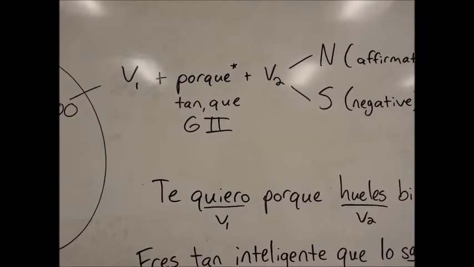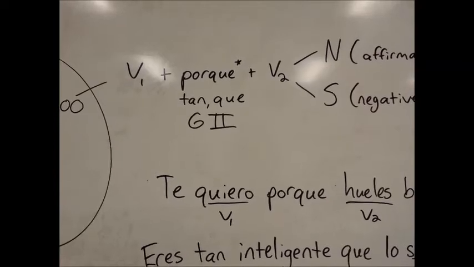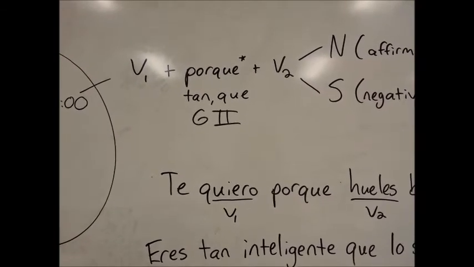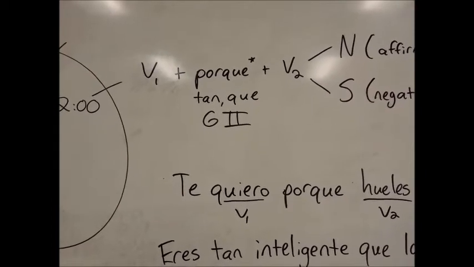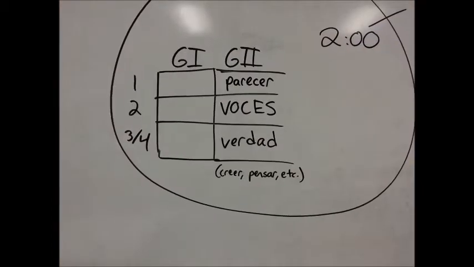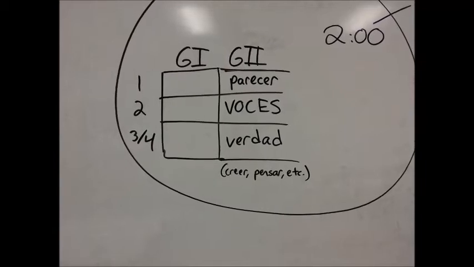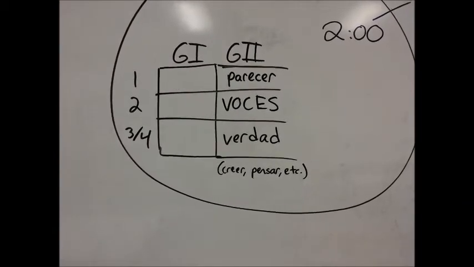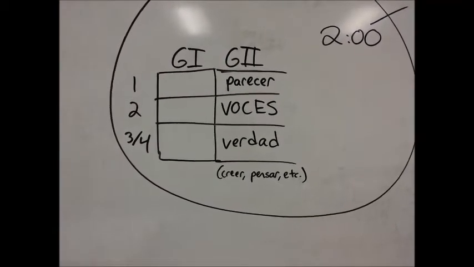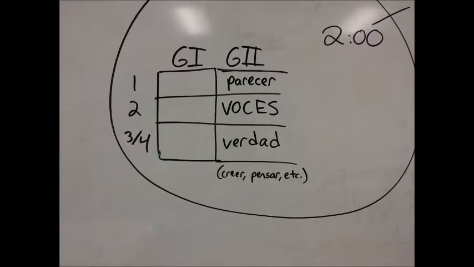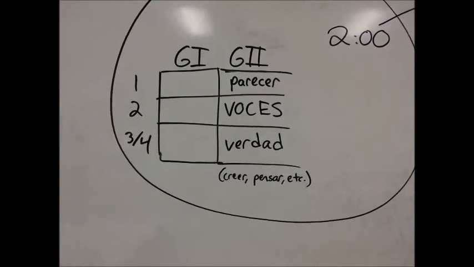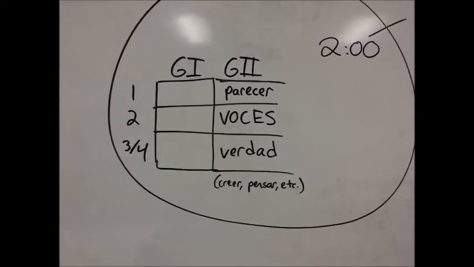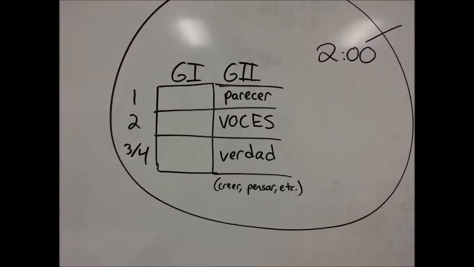Just like with 1 o'clock, we have the option of replacing the V1 with a special kind of verb known as a G2. It's called G2 because it's at 2 o'clock. These are the rules for a G2. Type 1 verbs don't really fit into the G2 category except for one, and that's parecer. Me parece que. That's the only verb from type 1 that fits in G2.